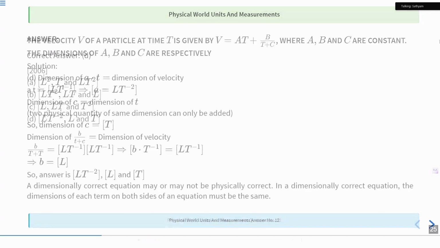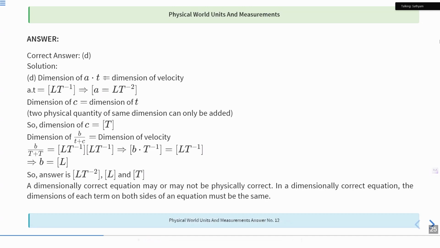The velocity of a particle at time t is given by v is equal to at plus b upon t plus c, where a, b and c are constants. The dimension of a, b and c are respectively. Just look at this. So dimension is a into t, acceleration into time. So a is LT minus 2. You can have a go through of this question.